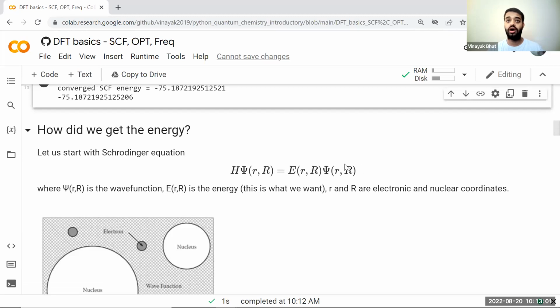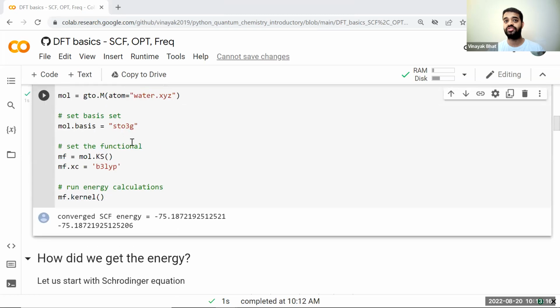Okay. And do interrupt me if you have any questions. You can type into the chat or unmute yourself and ask me questions. Okay. So this is about some basics of DFT and how we interpret this energy, and what are the basis sets, what is a basis set and what is a functional, essentially.